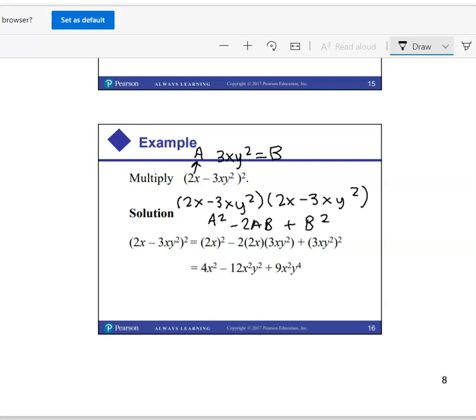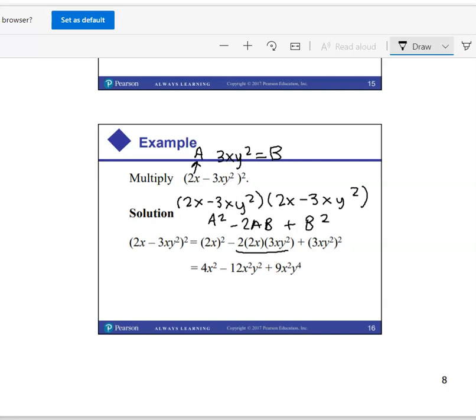So if A is 2x, we would do 2x squared if we were doing that. Then we would write down minus 2. A is 2x, so they wrote 2x. B is 3xy squared, so they wrote that. And then they want to do b squared, and b is this, so they're squaring it. They've multiplied all this together.